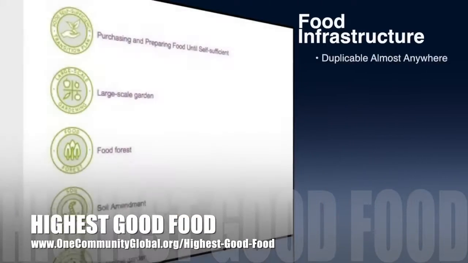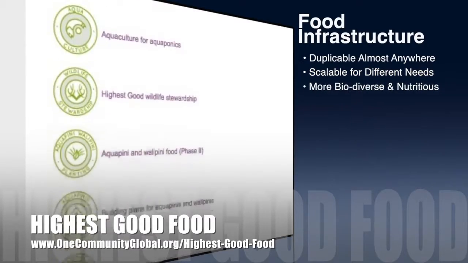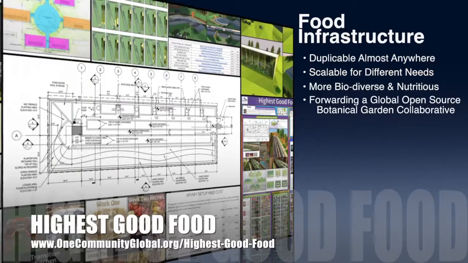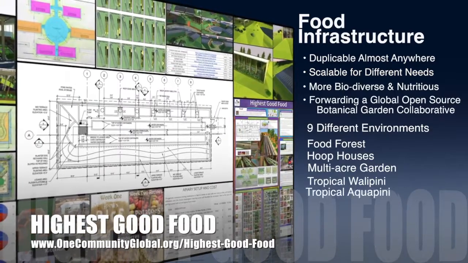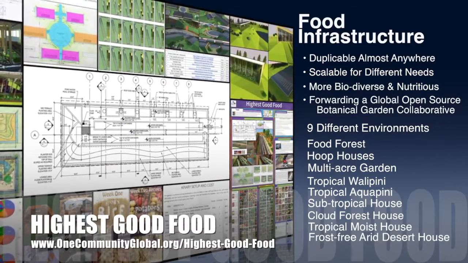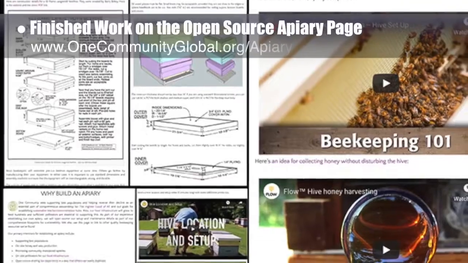One Community's approach to highest good food is duplicable almost anywhere, scalable for different needs, more biodiverse and nutritious, part of forwarding a global open source botanical garden collaborative, and includes 9 different free shared and duplicable growing environments. This week, the core team finished work on the open source apiary page.